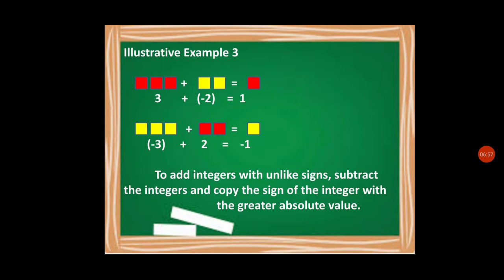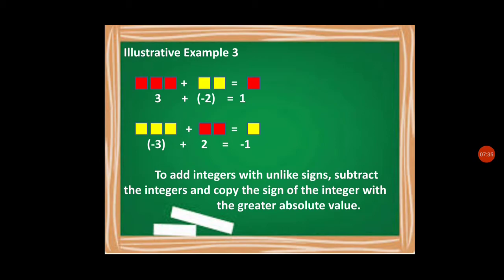So to add integers with unlike signs, subtract the integers and copy the sign of the integer with a greater absolute value. So following this rule, since they do not have the same sign, just simply subtract the two numbers. So 3 minus 2 is simply 1. Then we are going to copy the sign of the number which has the greater absolute value. So in this case, 3 plus negative 2 is equal to 1. So 3 minus 2 is equal to 1.